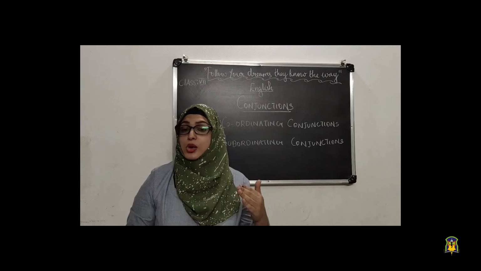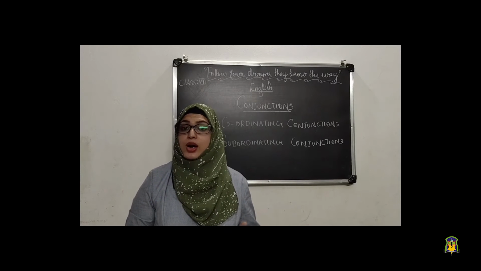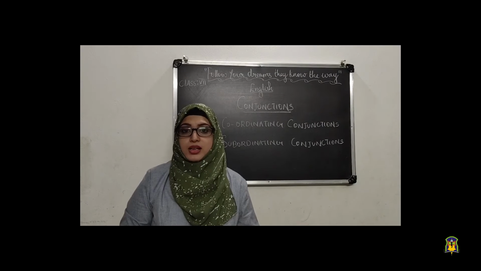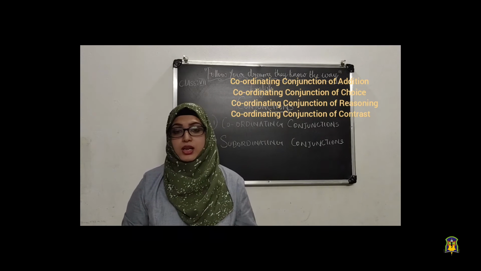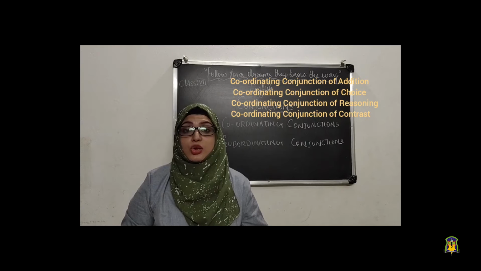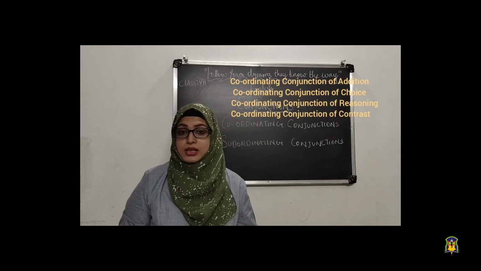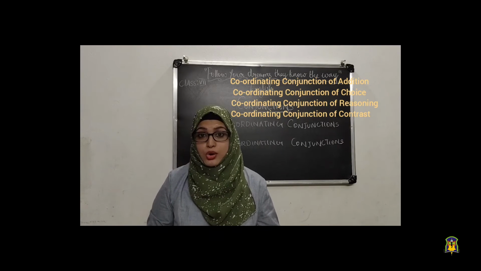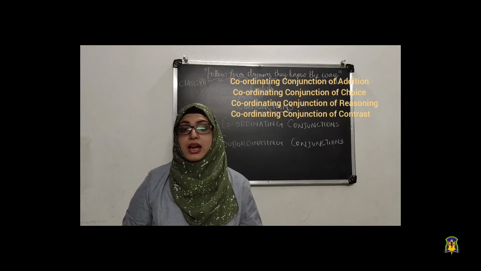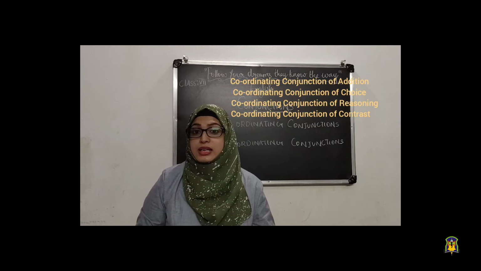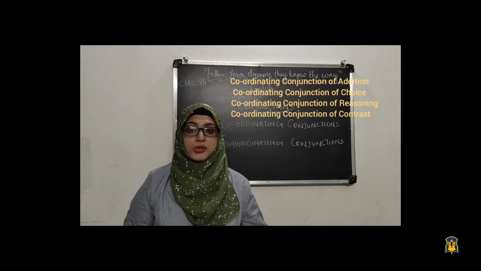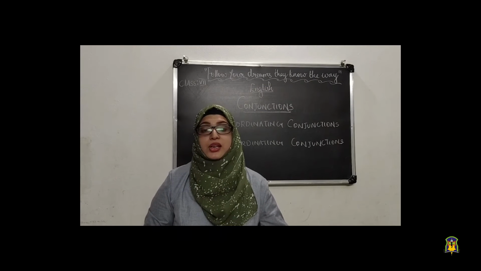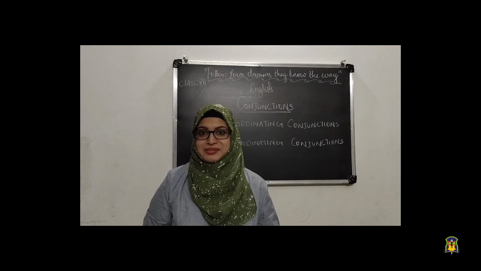Okay. So these coordinating conjunctions are divided into four. Which are they? Coordinating conjunction of addition, first one. Next one is coordinating conjunction of choice. Third one is coordinating conjunction of reasoning. And fourth one is coordinating conjunction of contrast. So these four types we are going to see today. Okay, so let's see in detail.